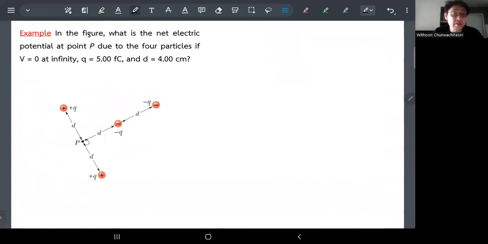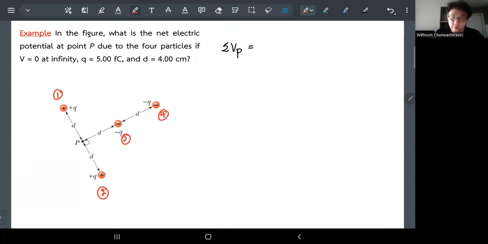Now let's try something just like what we saw before. It's not in the horizontal or vertical directions, not on an xy axis, it's a free floating orientation here. In the figure, what is the net electric potential at point P due to these four particles? We did this in the electric field problems already. Let's do it with potential, shall we? What we want is to figure out the net potential at point P. So let's start from the upper left. Let me call these 1, 2, 3, 4, so we can refer to each one very easily.